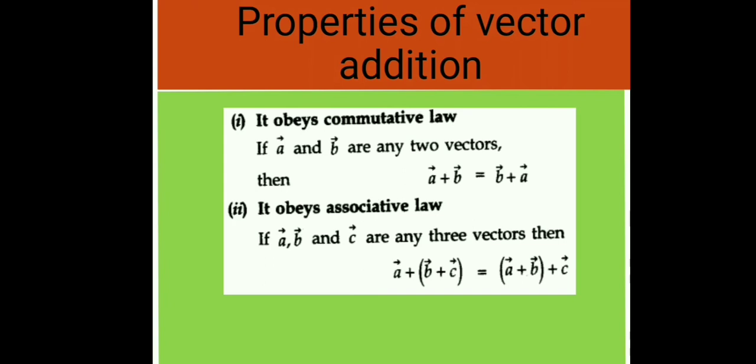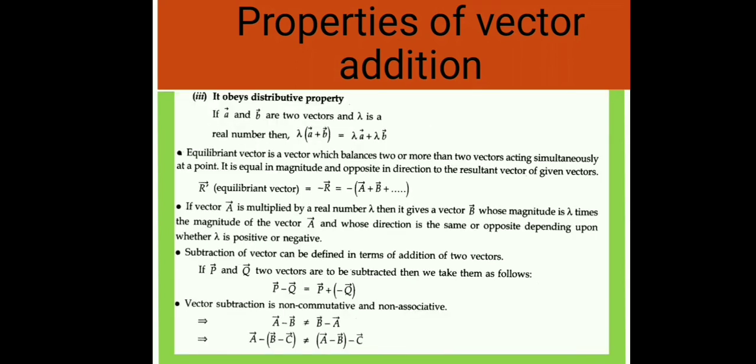Second property, it obeys the associative law. If a vector, b vector, and c vector are any three vectors, then a vector plus b vector in bracket plus c vector must be equal to a vector plus b vector plus c vector in bracket. Next one, it obeys the distributive property. If a vector and b vector are two vectors and lambda is any real number, then lambda of a vector plus b vector equals lambda of a vector plus lambda of b vector.